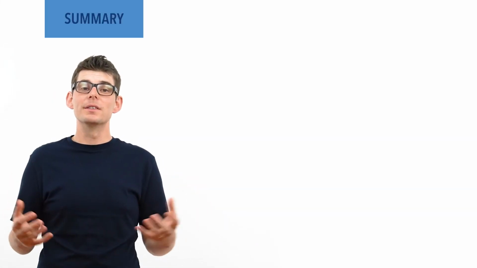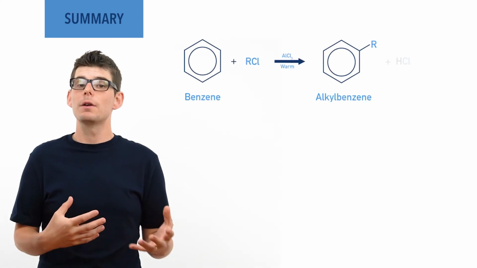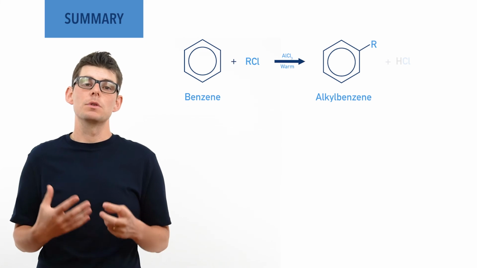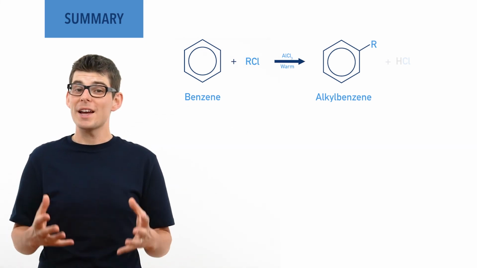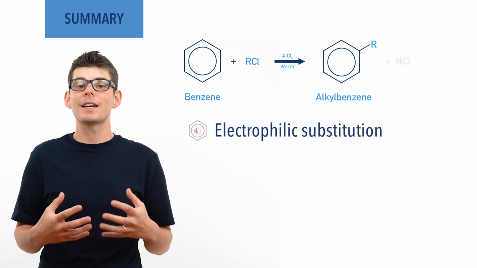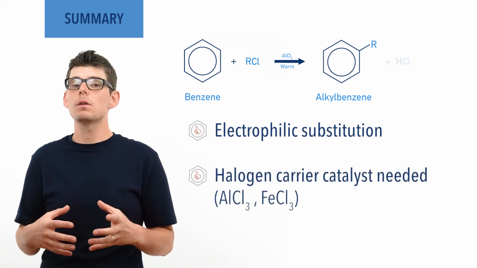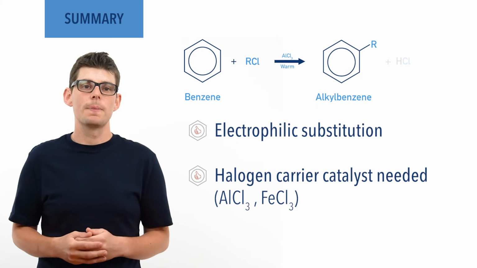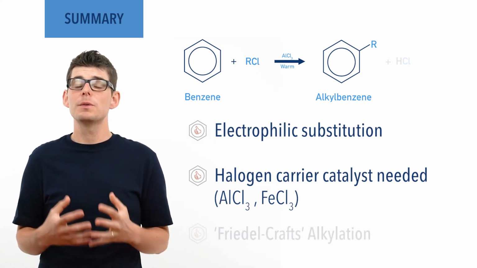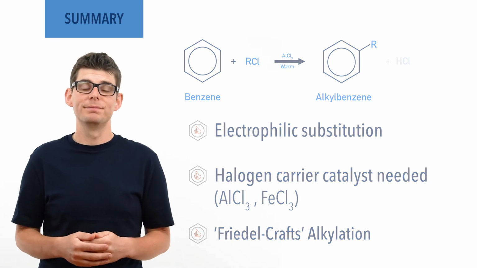So, to summarize, benzene reacts with chloroalkanes in the presence of a halogen carrier catalyst to form alkyl substituted benzene. The reaction is an example of electrophilic substitution, and a halogen carrier catalyst is needed to help create the alkyl ion to start the reaction. This specific type of electrophilic substitution is referred to as a Friedel-Crafts alkylation.